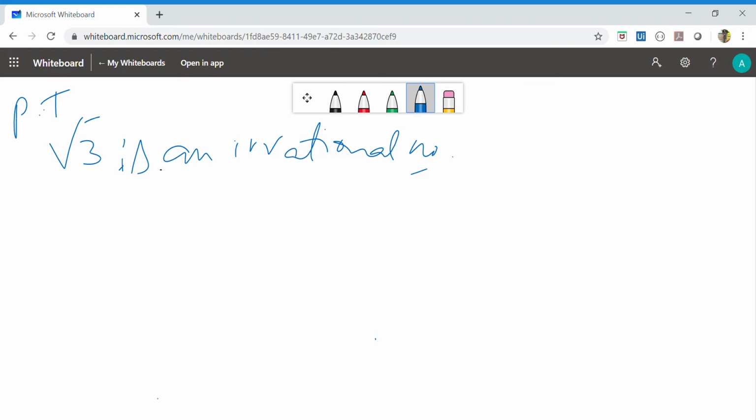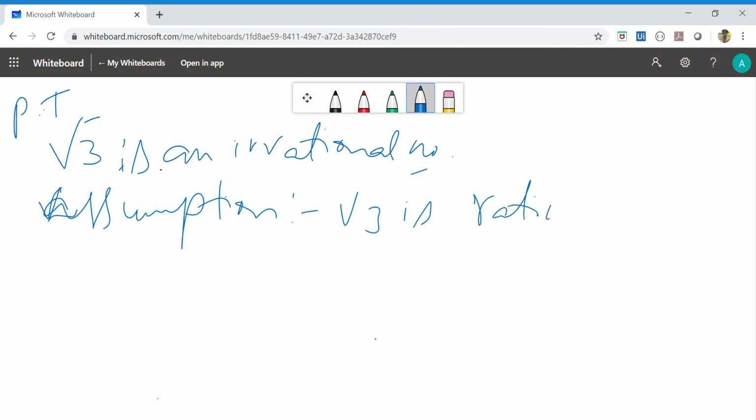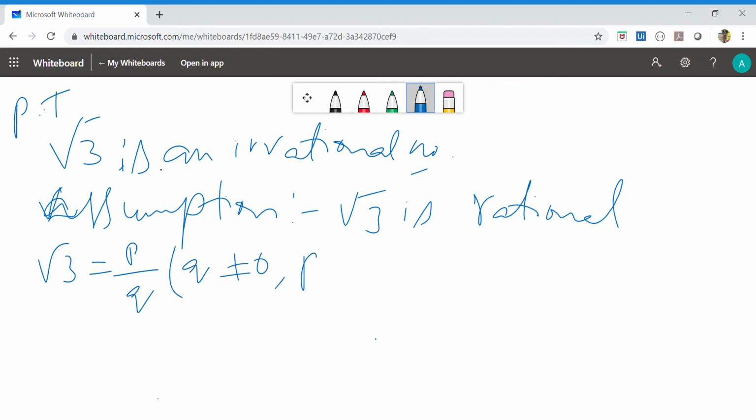And one more concept. Let us assume that root 3 is rational. So what are rational numbers? They can be written in the form P by Q. And what are the conditions for a rational number? Q is not equal to 0, P and Q belong to integers, and P and Q are co-primes.